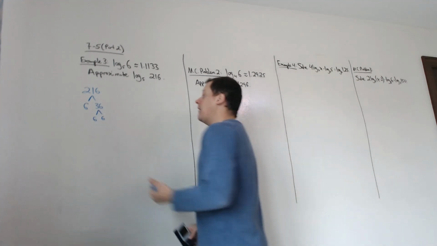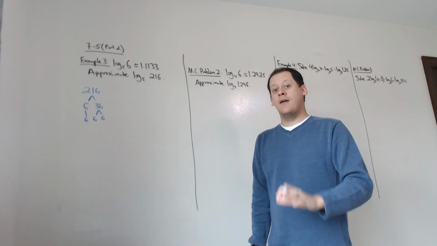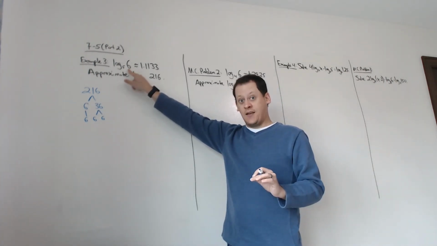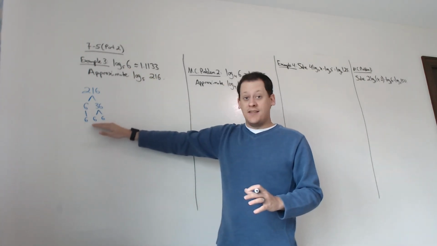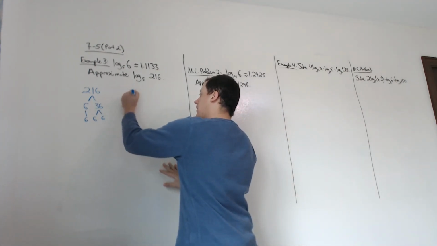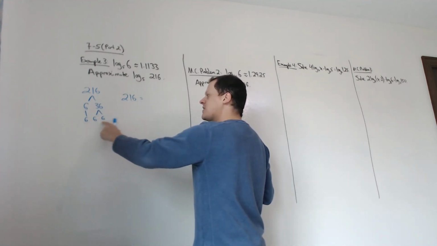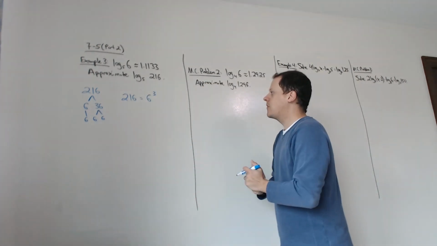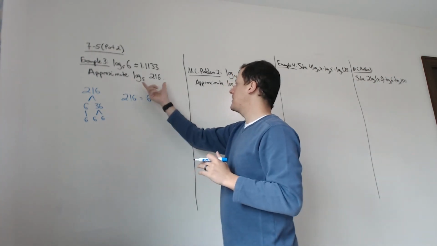Okay. Now, each of these 6's could break down into a 2 and a 3, but remember, the information we have here is log base 5 of 6. Not log base 5 of 2 or 3. So we actually don't want to break these down anymore. And we want to be able to express 216 in terms of 6's. This is 6 times 6 times 6, so that's 6 to the third power. Okay. So that should help us figure out how to approximate this using this information.